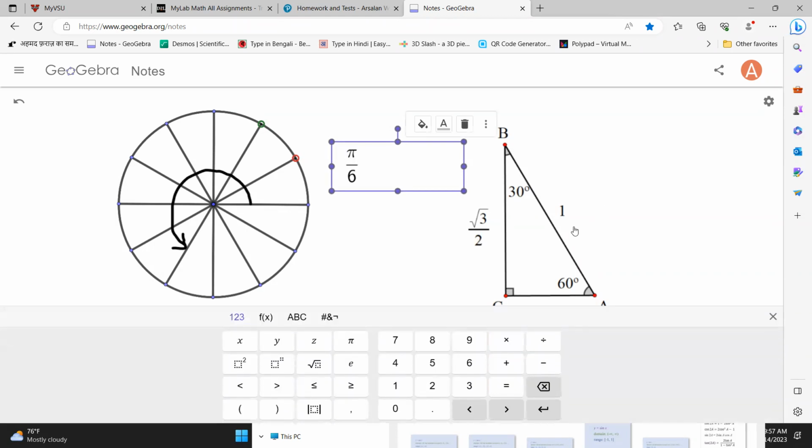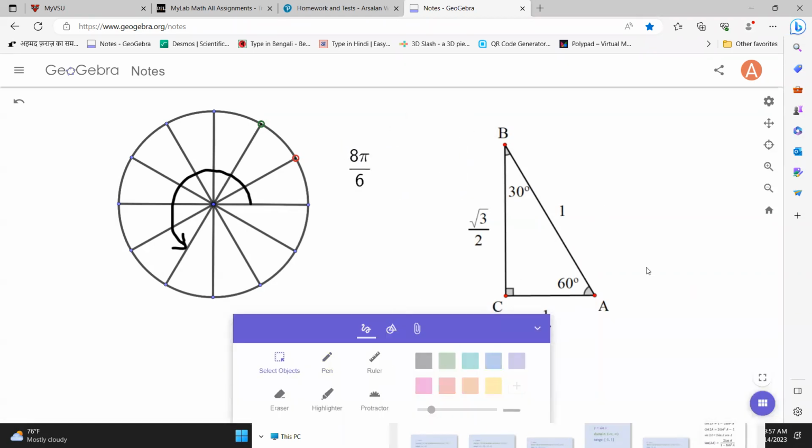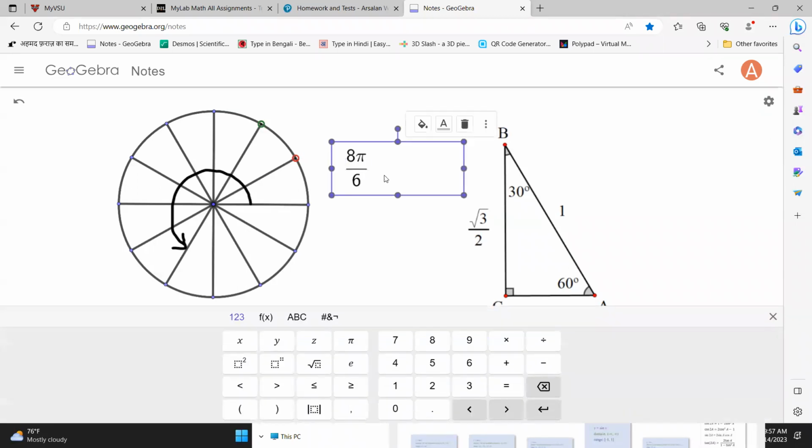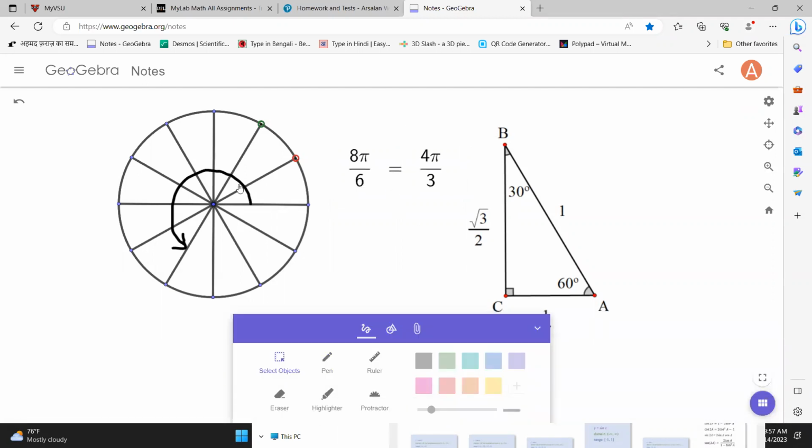It's going to be 8 pi over 6. Of course, you can simplify it. Both are even, so you divide 8 by 2, you get 4 pi, and then you divide 6 by 2, you get 3. Okay, so this is how we're going to write it. So the angle that I drew there is 4 pi over 3. Now, that's fine. Let's do one more.